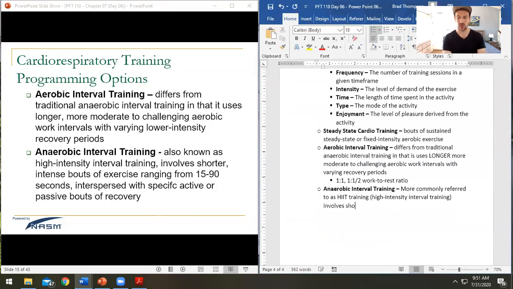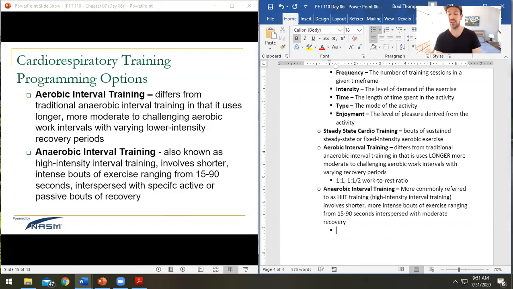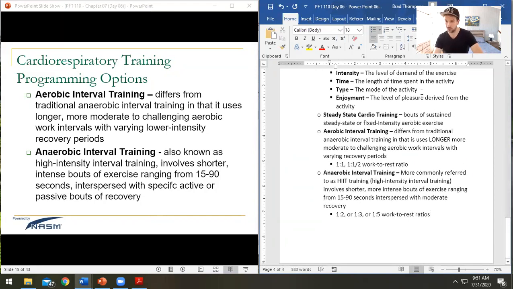involves shorter, more intense bouts of exercise ranging from 15 to 90 seconds interspersed with moderate recovery. Okay, so a good example of this would be like 1 to 2 or 1 to 3 or 1 to 5 work to rest ratios. Okay, so that's your anaerobic interval training.